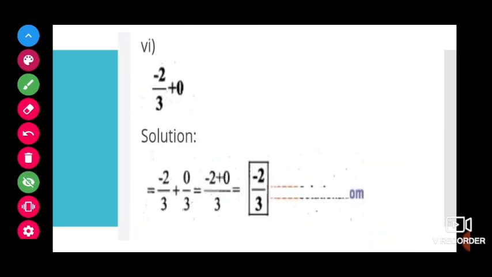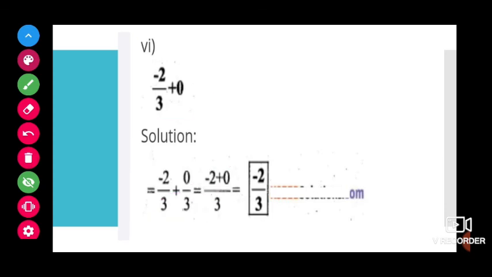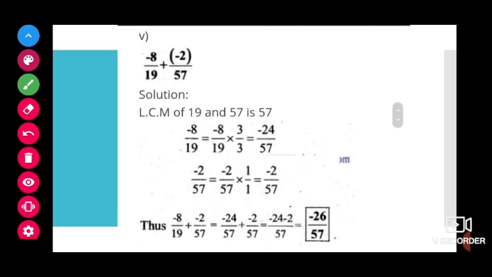Next one, minus 2 by 3 plus 0. Children, rational numbers or natural numbers or integers or any number, if you add 0 to the number, you will get the same number. So here also, minus 2 by 3 plus 0, we can take the same number directly. If we follow the procedure, 0 by anything is 0, so 0 by 3 has the same denominator, add the numerators, and we get the same. Any number added to 0 gives the same number. So we write directly minus 2 by 3.